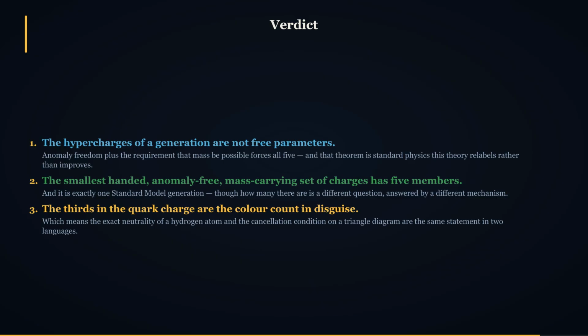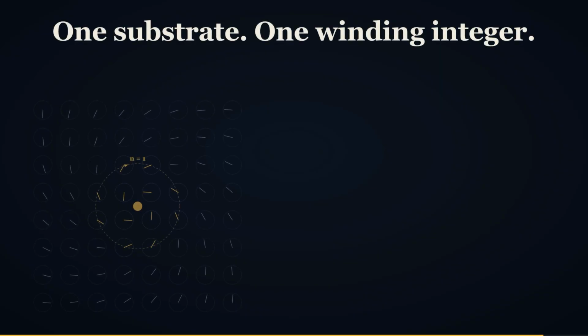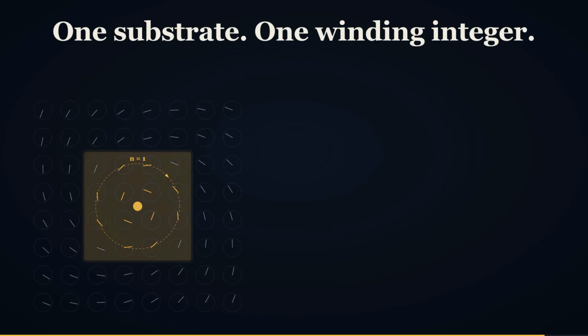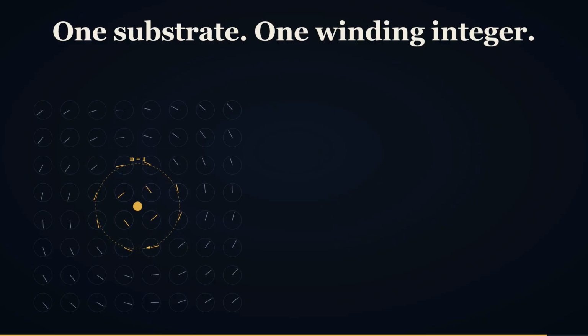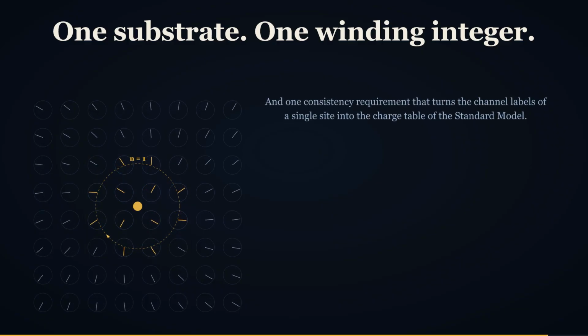which means the exact neutrality of a hydrogen atom and the cancellation condition on a triangle diagram are the same statement in 2 languages. The motif holds 1 substrate, 1 winding integer, and 1 consistency requirement that turns the channel labels of a single site into the charge table of the standard model.